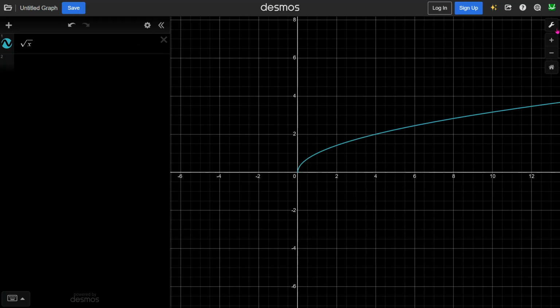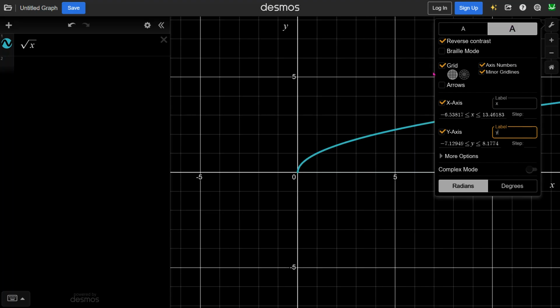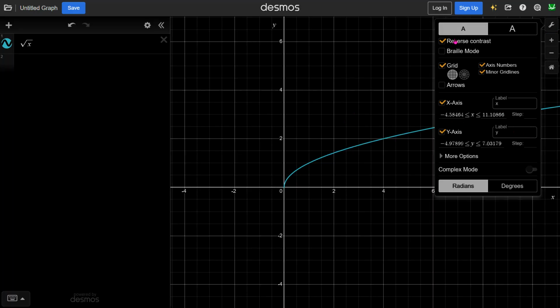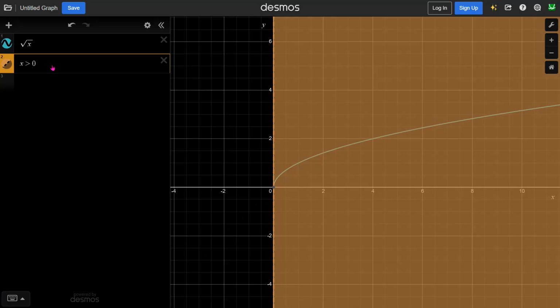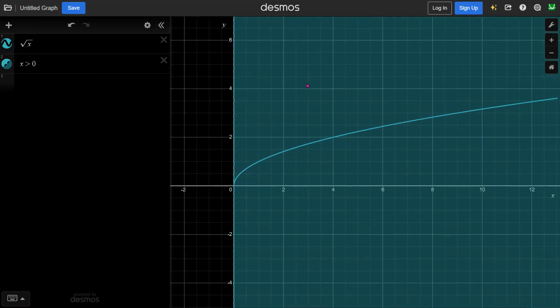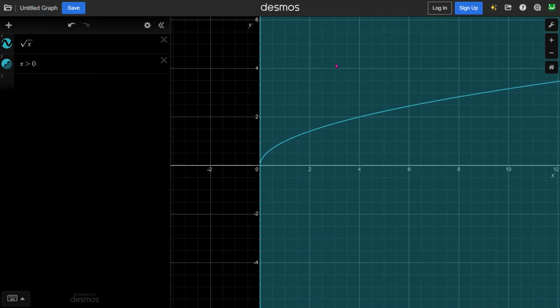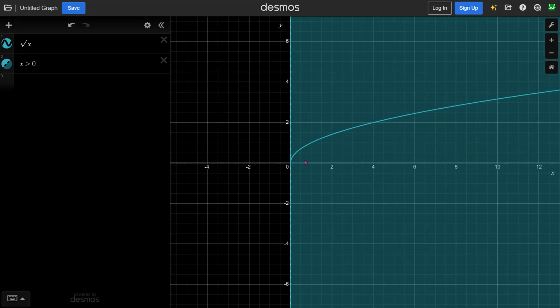Now, if you notice, and let me add the labels right here, x and y, and let me just increase the size. Maybe actually back. So, in terms of range, the function only exists. Now, let me adjust the color. As we can see, the function only exists when x is larger than 0. Therefore, the domain that the function exists is from 0 to infinity.